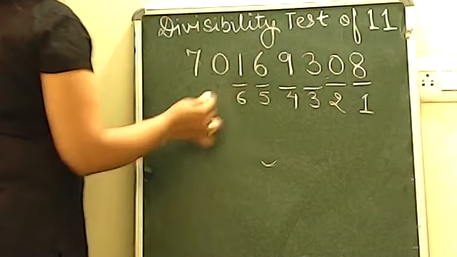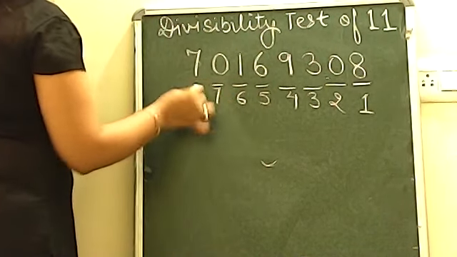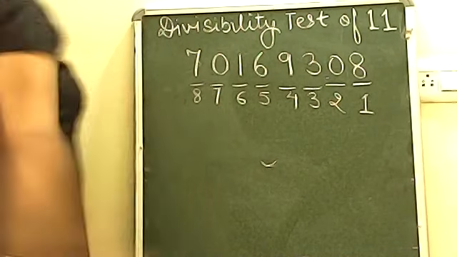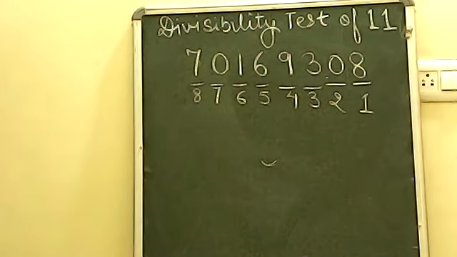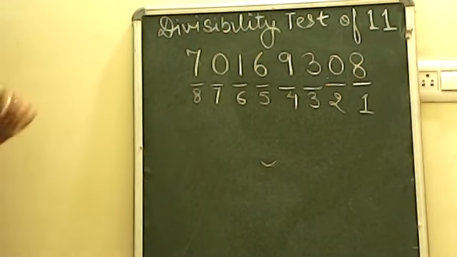This is the sixth place you count. This is the seventh place you count. This is the eighth place you count. Okay? I'm just telling you in a very normal manner. Just once try to understand this.